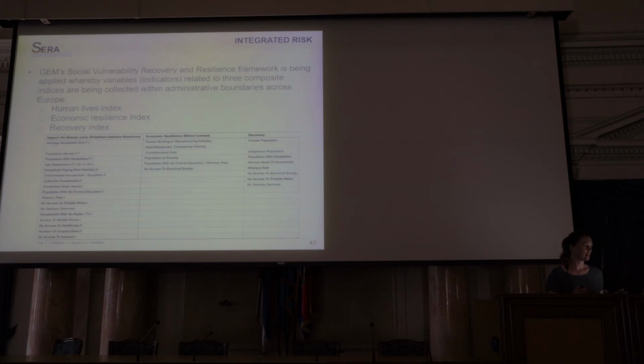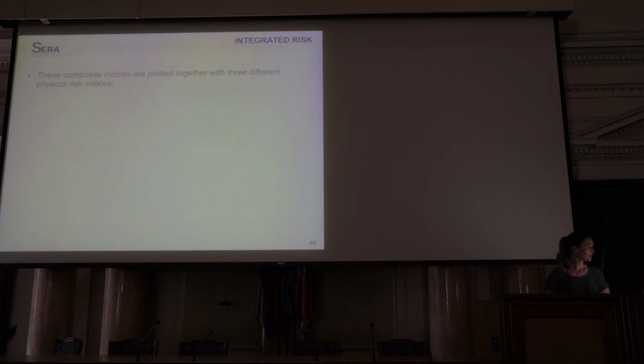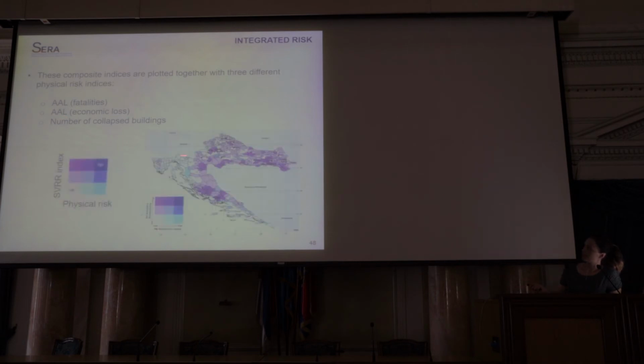Then once these indicators, or these composite indices, have been calculated for each administrative boundary across Europe, what we do is we combine it with the physical risk. So the first one, the Human Lives Index, is combined with the average annual loss of fatalities we calculate from our physical risk model. The second one can be combined with average annual loss in terms of economic loss, again from the physical risk model, and the third with the number of collapsed buildings. So we can produce maps like this one showed here, which are called impact maps, where we plot both the physical risk and these composite indices together.